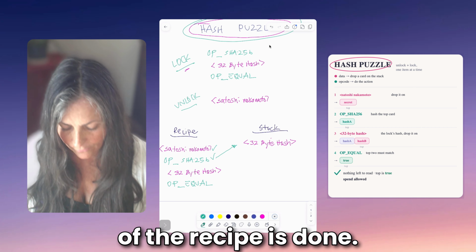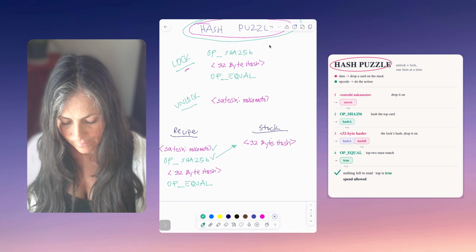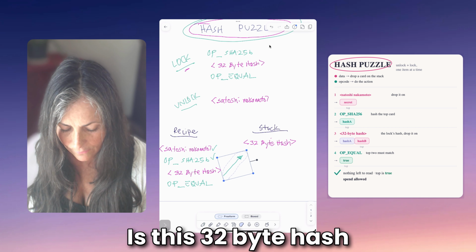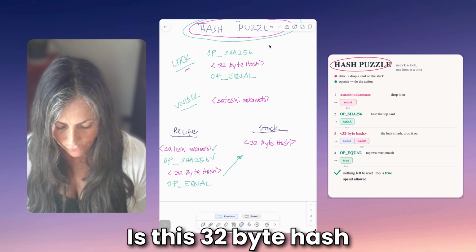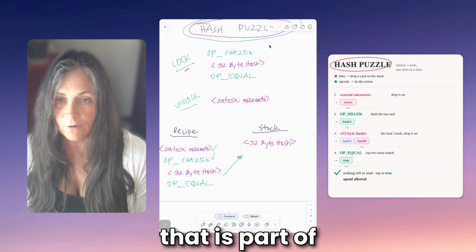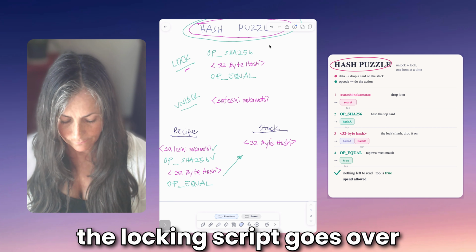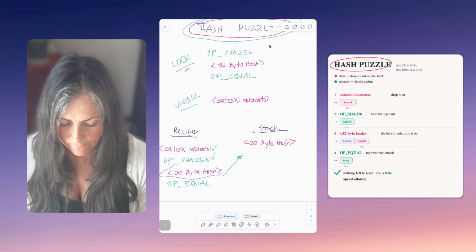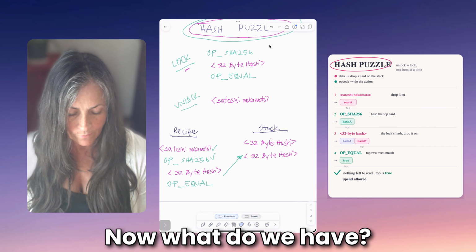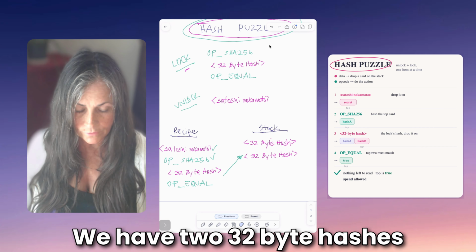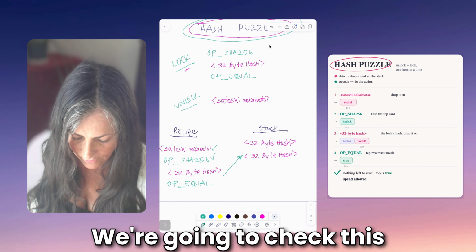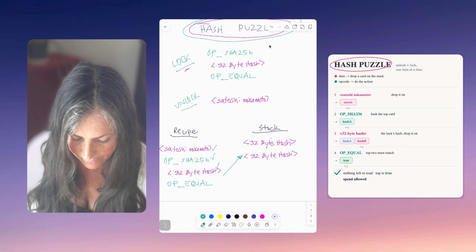All right, that part of the recipe is done. So what is next is this 32-byte hash that is part of the locking script goes over. So now what do we have? We have two 32-byte hashes of data on the stack. So we're going to check this off because we did that part.